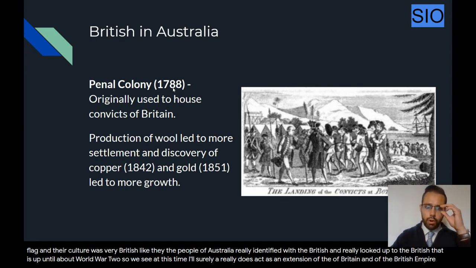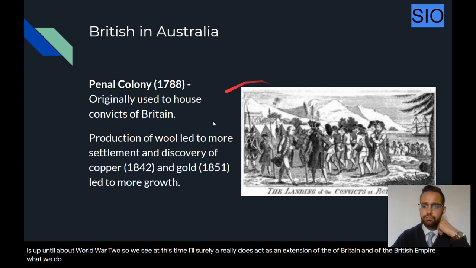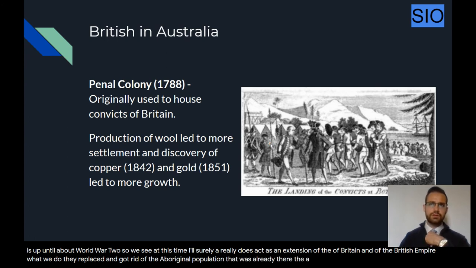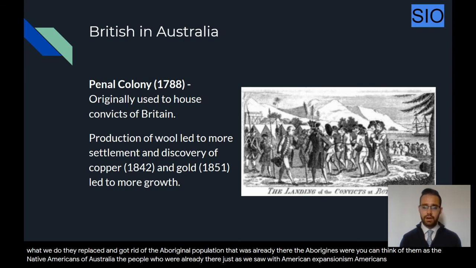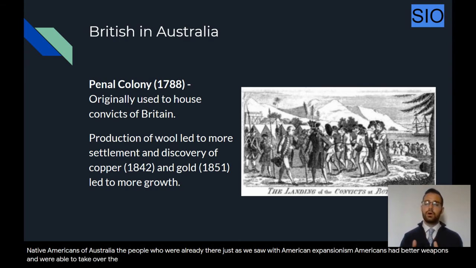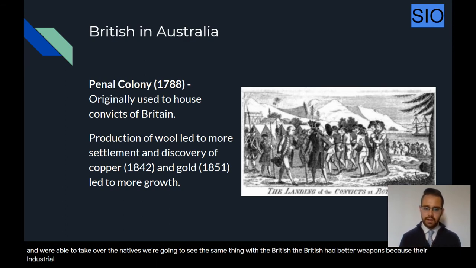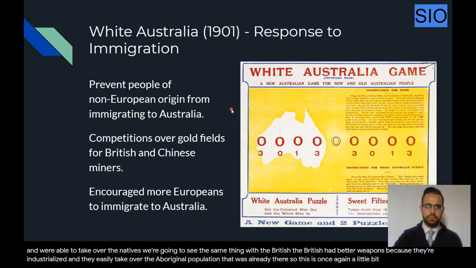So we see at this time Australia really does act as an extension of Britain and of the British Empire. What we do need to realize here is that when the British showed up, they replaced and got rid of the Aborigine population that was already there. The Aborigines were, you can think of them as the Native Americans of Australia, the people who were already there. Just as we saw with American expansionism, Americans had better weapons and were able to take over the natives. We're going to see the same thing with the British. The British have better weapons because they're industrialized and they easily take over the Aborigine population that was already there. So this is once again a little bit of imperialism as well.